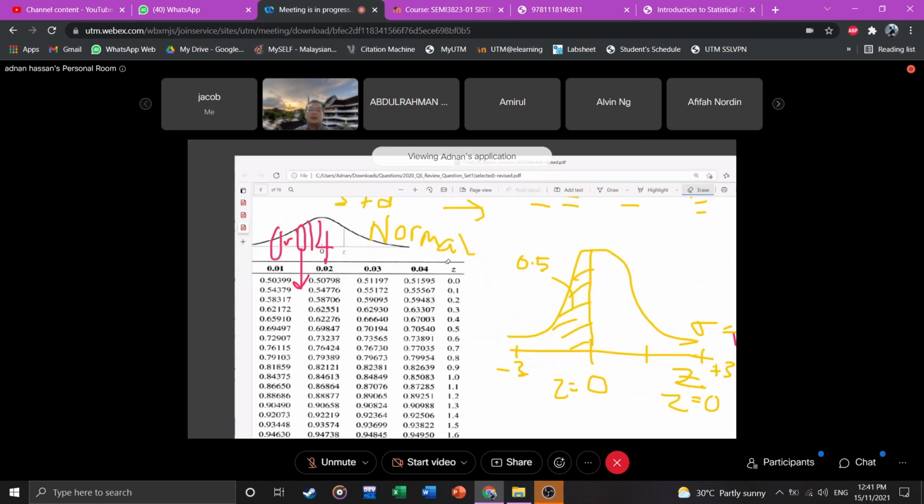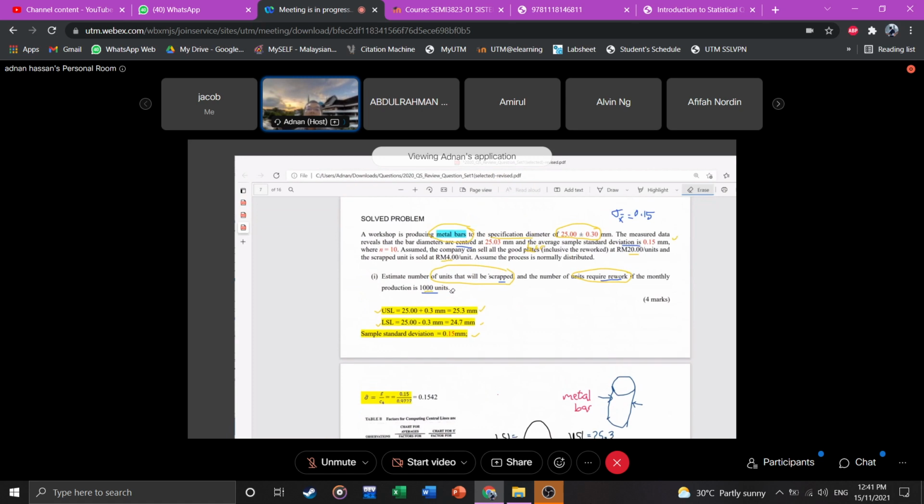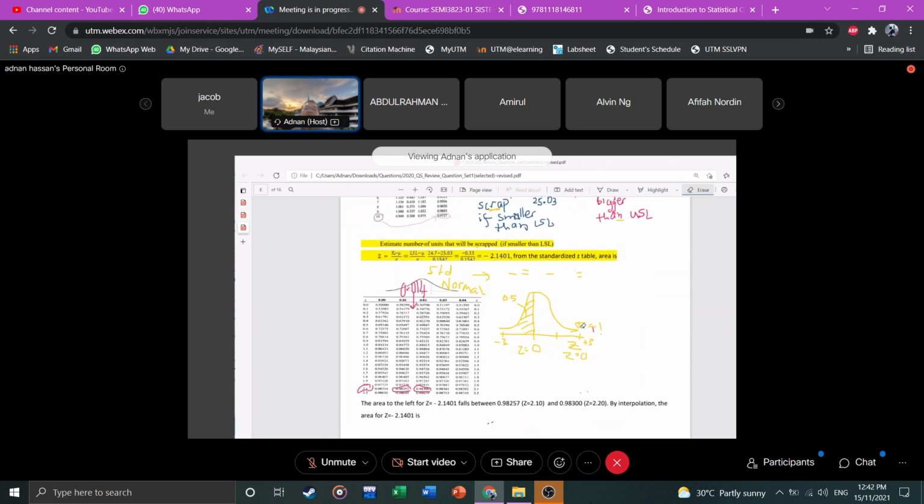the question is asking, assume the company can sell all the good product. Estimate the number of units that will be scrapped, the number of scrap, and the number of units to rework. So basically they want to know the area of this using the lower specification limit, and this is the upper specification limit, the area of this and the area of this. Because this is not a standardized normal, we convert this into standardized normal.